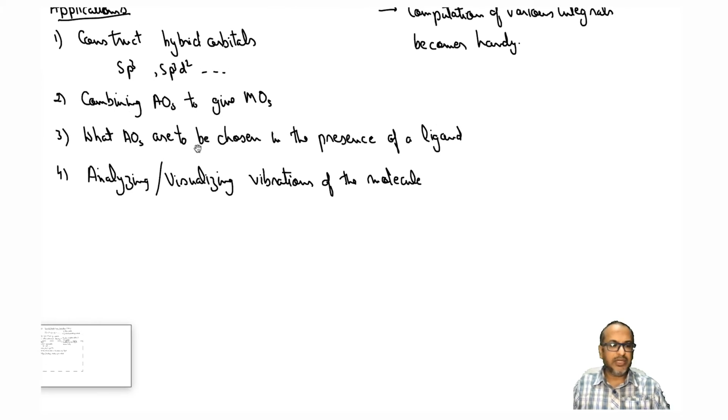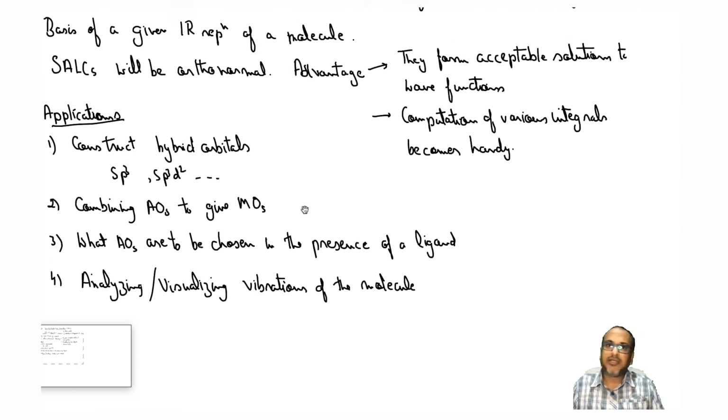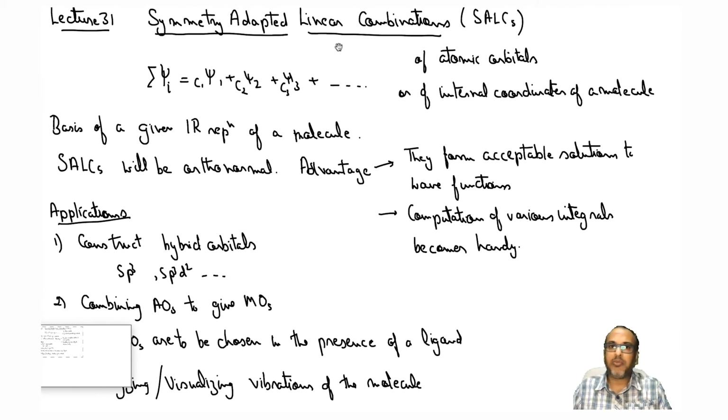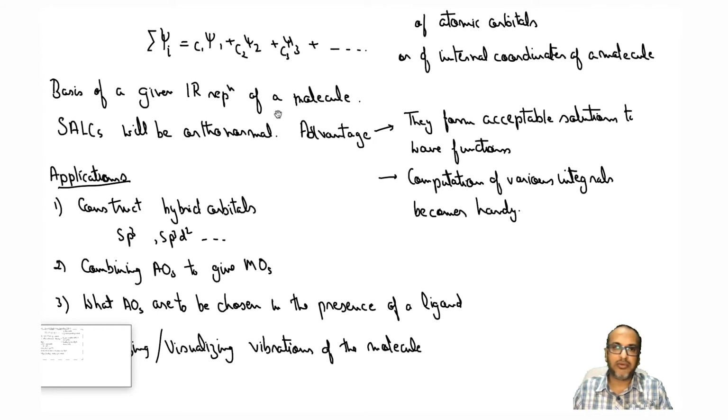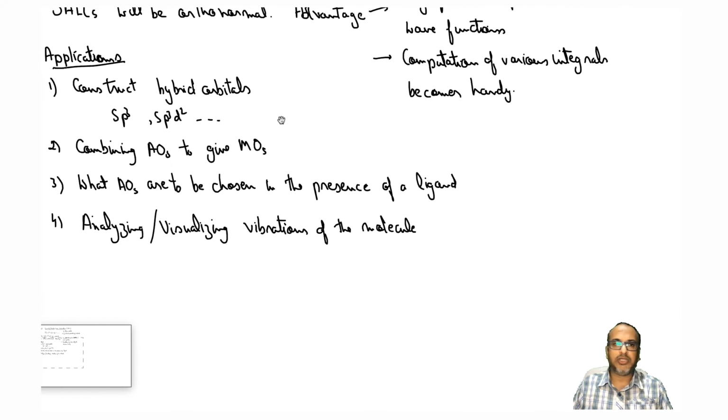So we have seen what SALCs are: linear combinations of different wave functions or internal coordinates of the molecule, as the case may be, given that they have a given symmetry. That is, the linear combinations will form a basis of an irreducible representation, such that all the linear combinations are orthonormal to each other, right?